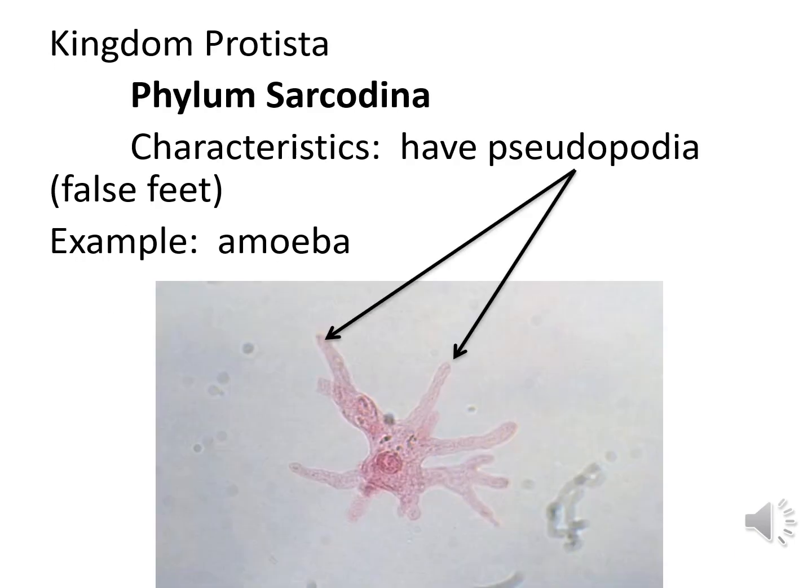The amoeba is in phylum Sarcodina, with characteristics that it has pseudopodia. If you're not up on your Latin, pseudo is false and podia is feet. The amoeba will actually push some cytoplasm into some little appendages, feet, and then slowly ooze towards that foot. Yeah, it's a little weird way of locomotion, but that is the way they move.